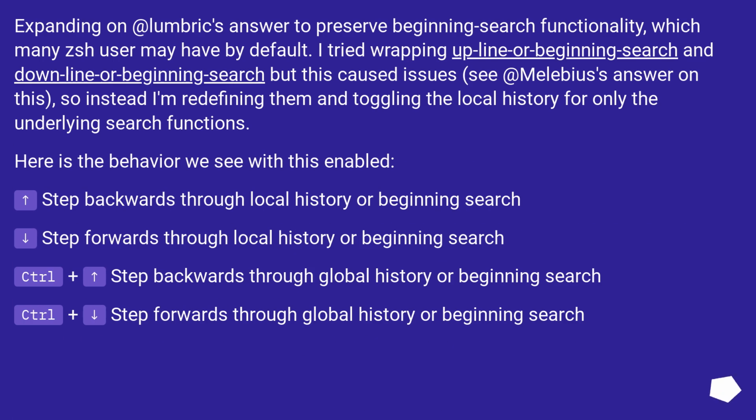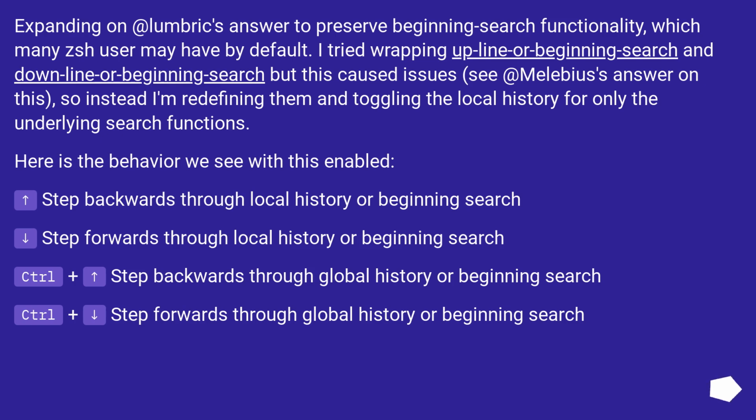Expanding on Lumbix's answer to preserve beginning-search functionality, which many ZSH users may have by default. I tried wrapping up-line-or-beginning-search and down-line-or-beginning-search, but this caused issues. See Mellbus's answer on this. So instead I'm redefining them and toggling the local history for only the underlying search functions.